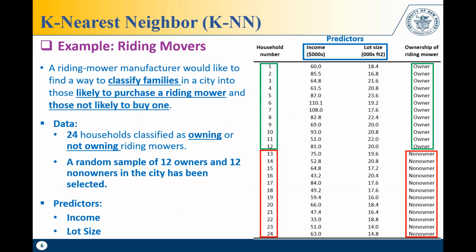Let's look at one example. A riding mower manufacturer would like to find a way to classify families in the city into two groups: those who are more likely to purchase a riding mower and those who are not likely to buy one. In the dataset, we have 24 households classified as owning and not owning riding mowers. A random sample of 12 owners, as you can see here, and 12 non-owners has been selected. Also, the income and the lot size are the predictors for this example.